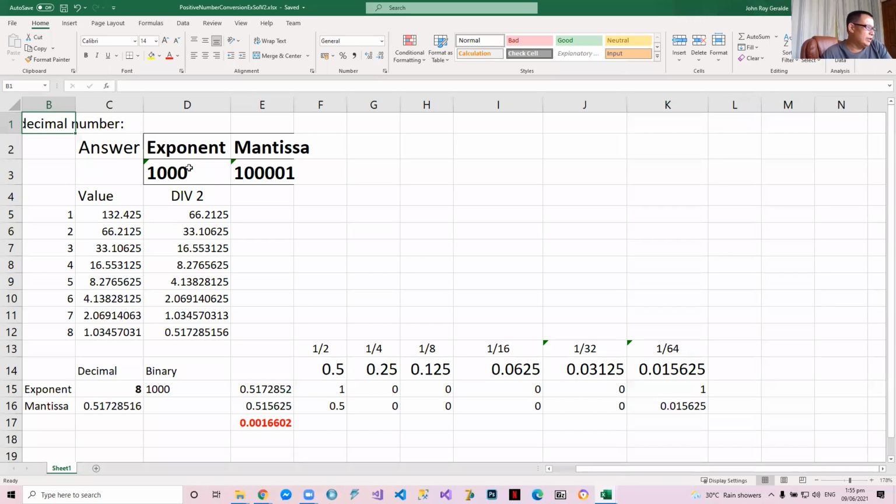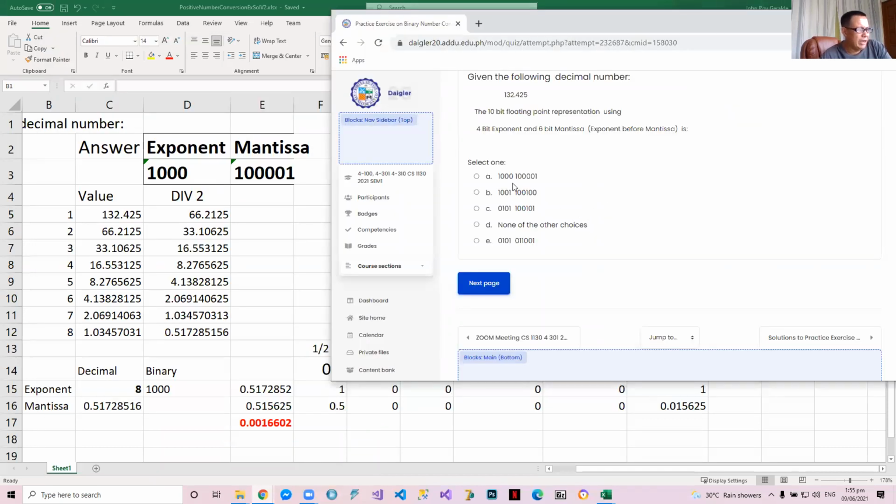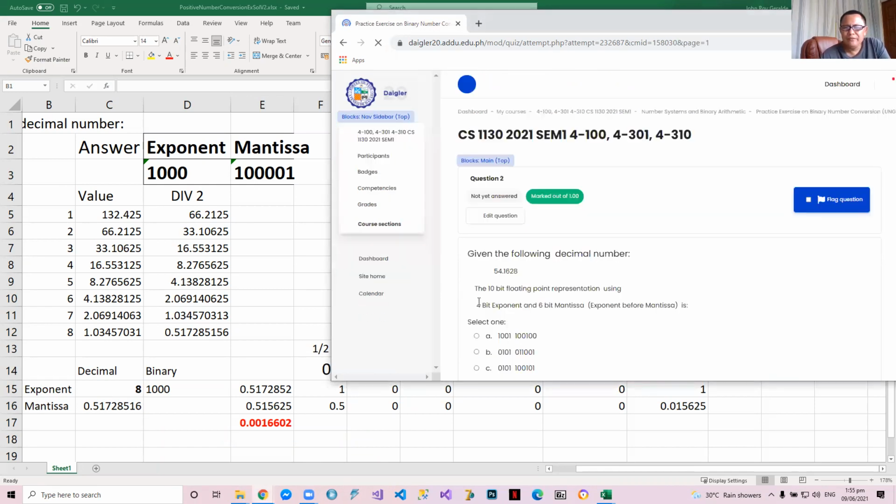So this is our exponent and our mantissa. Let's go back to our exam. Okay. The answer is 1000 10001. It's letter A. Tama ba, letter A? Do you follow? Everyone? Okay. Any questions so far? Any questions? Okay. We'll go to the next question if you have no questions.